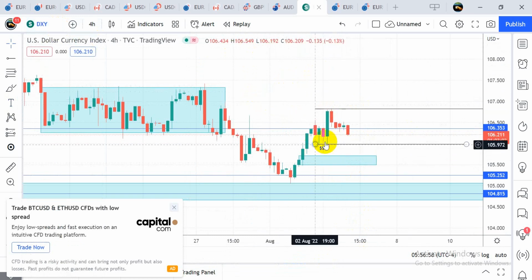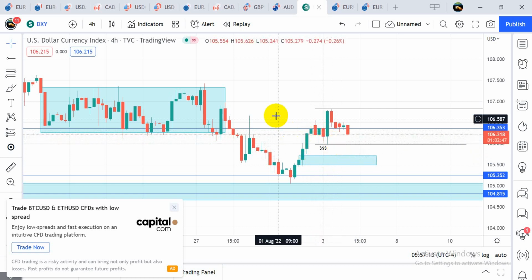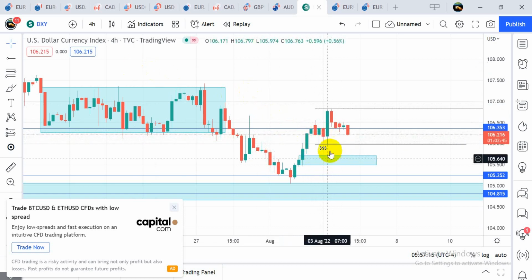Pools of liquidity. And what is that? An external liquidity, external sell side liquidity. So that is one of the first things I expect them to sort out first, this external sell side liquidity. You can see clearly on the 4-hour time frame, we have it there.